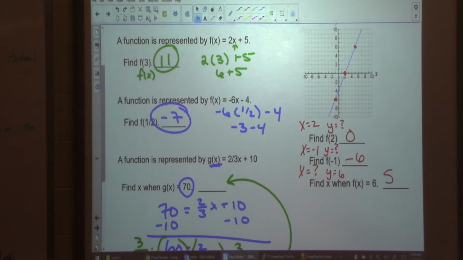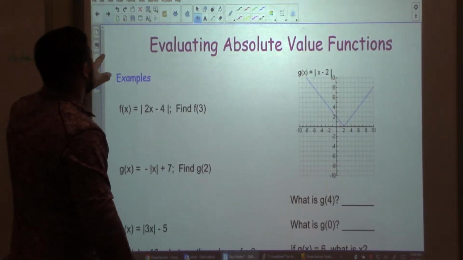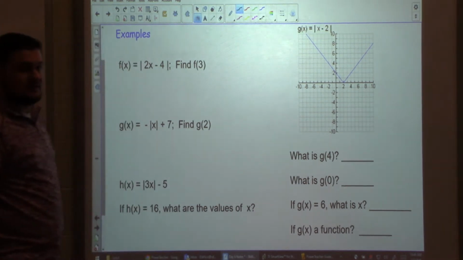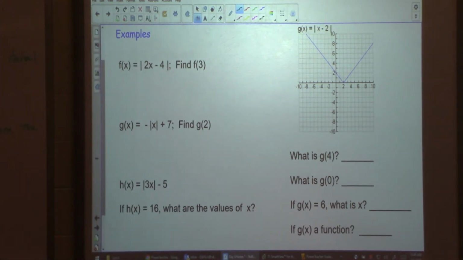Okay. Should we try some absolute value ones? Good answer. All right. You guys have any absolute value functions? F of x equals absolute value of 2x minus 4. Find f of 3.